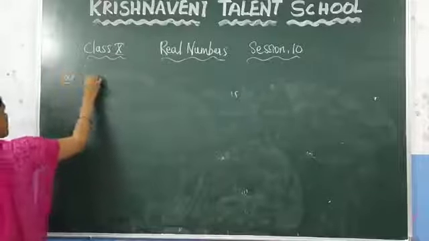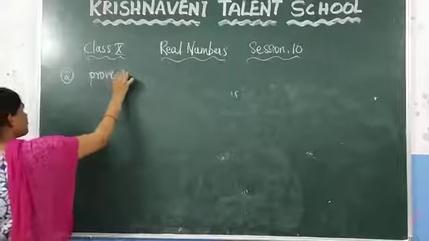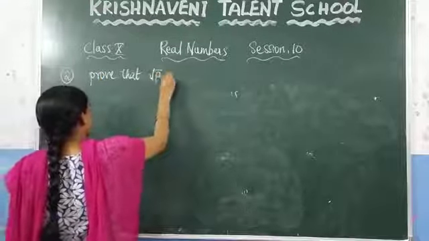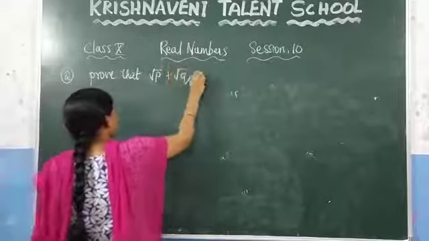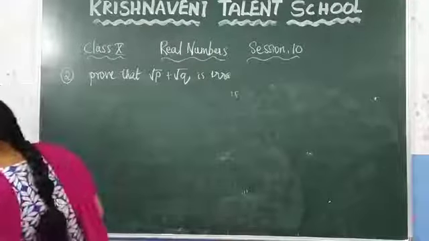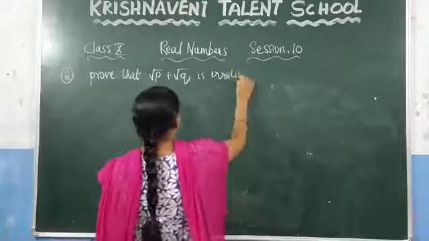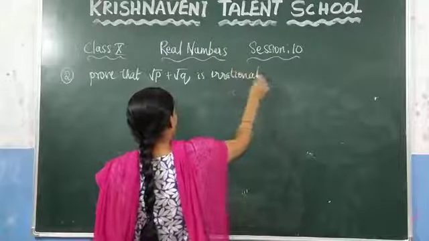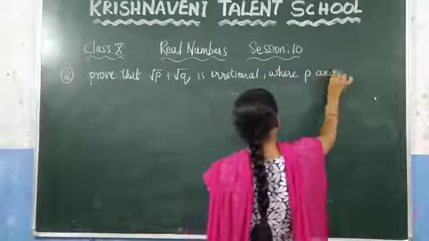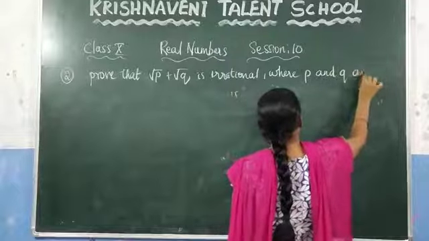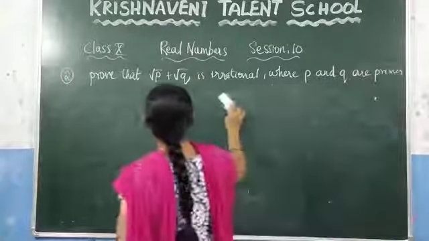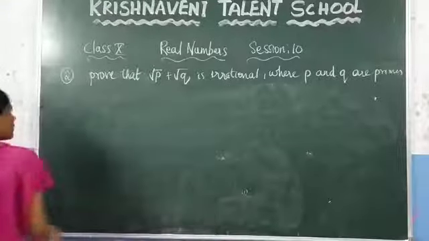What is the second question they have given? Prove that root p plus root q is irrational, where p and q are primes. This is the question they have given. You need to prove this one.